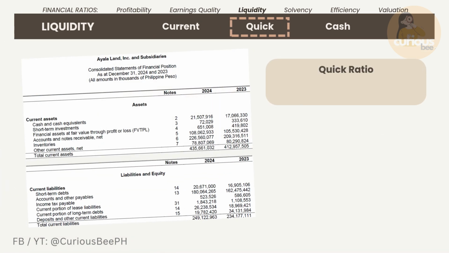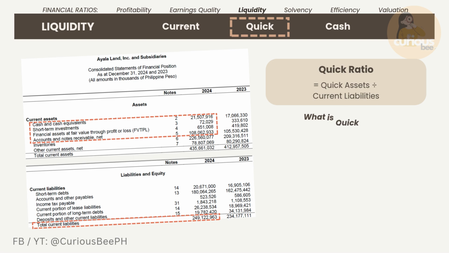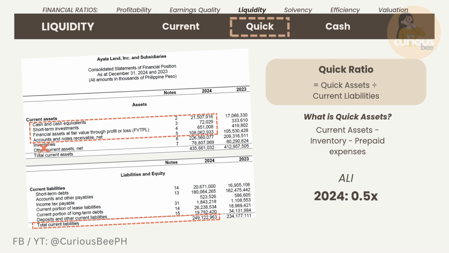The next test of liquidity is quick ratio. The formula is quick assets divided by current liabilities. Quick assets are current assets excluding inventory and prepayments. This tests the company's liquidity without the need to sell inventory. Our sample company's quick ratio in 2024 is 0.5 times. But it's below the ideal ratio, so is this bad?